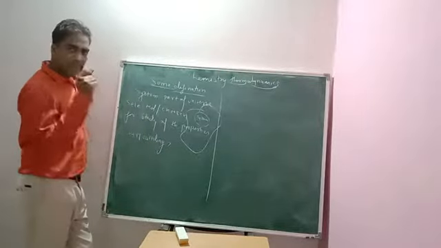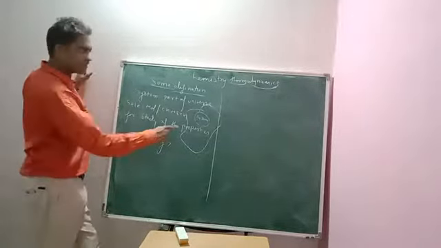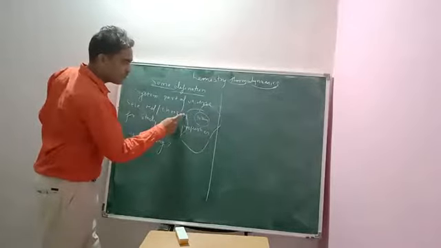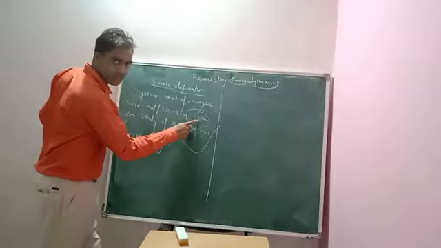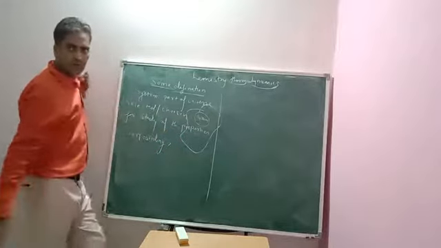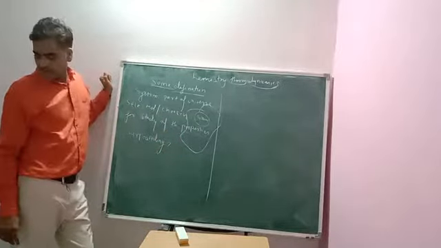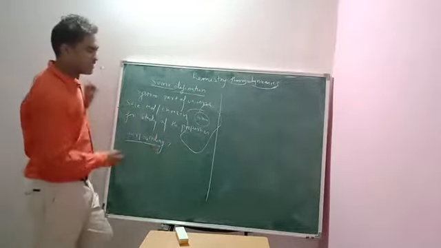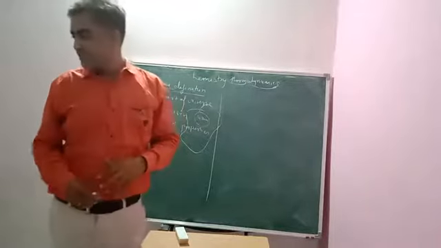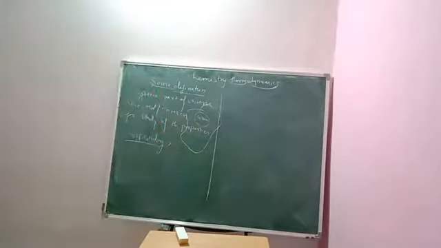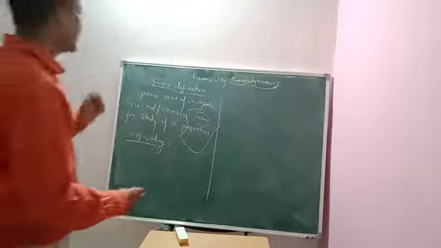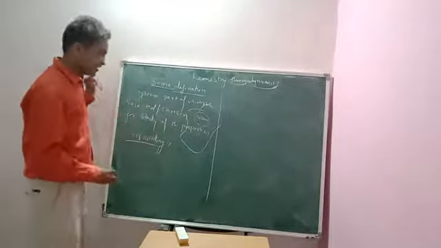See, the part of universe other than system is called as surrounding. So now what is surrounding? Surrounding is the part of universe other than system.